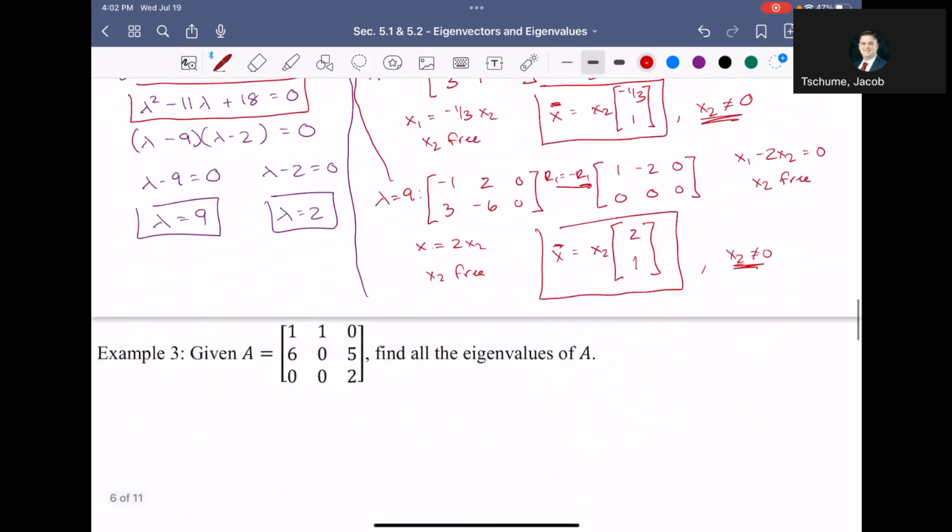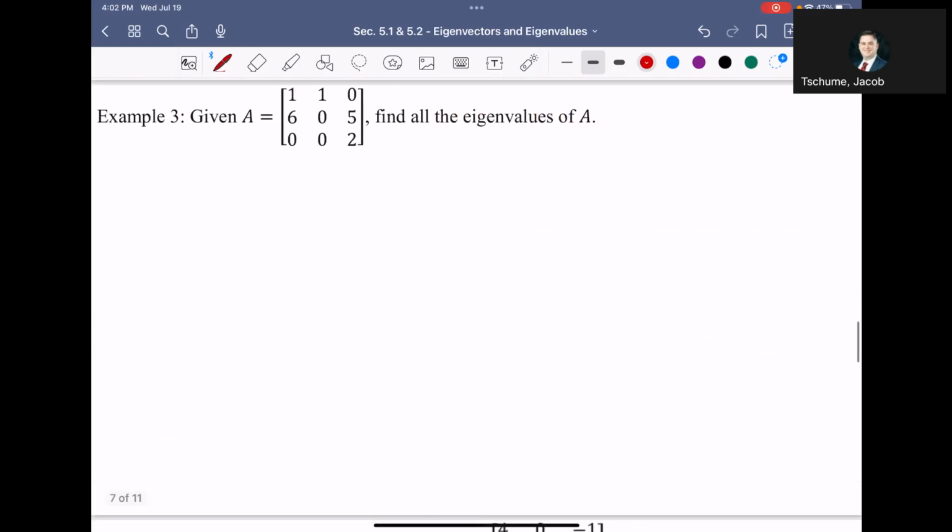All right. On the next one, what I want to do next is practice just finding eigenvalues of bigger square matrices. So I'm going to take the eigenvector part off for a second. Let's just focus on eigenvalues. So here's a 3x3 matrix. What are the eigenvalues of this matrix?